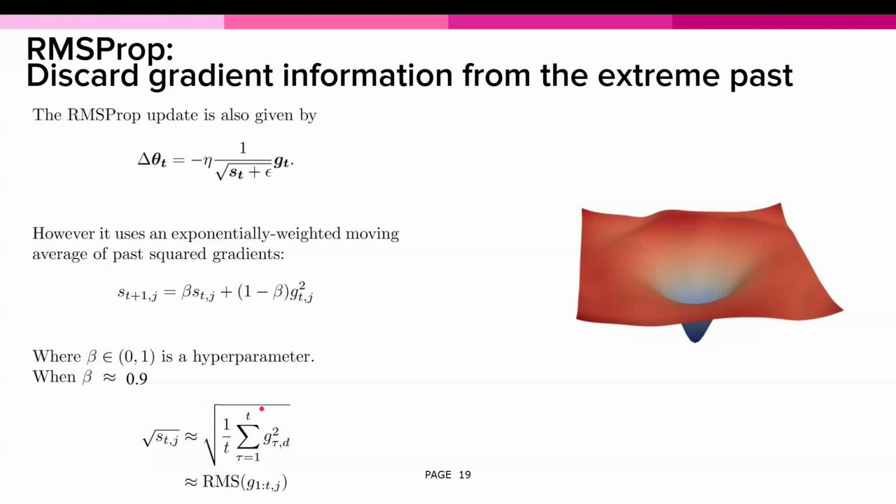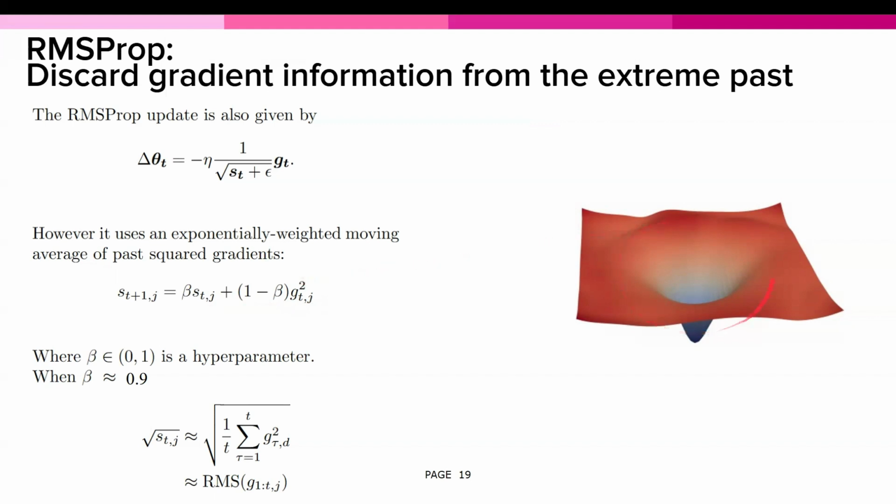While AdaGrad accumulates the sum of squared gradients over time, leading to an ever-increasing denominator that can make the learning rate shrink excessively, RMSprop discards extreme past gradient information by using an exponentially weighted moving average instead. This way, RMSprop only considers recent gradients, allowing the learning rate to adjust dynamically without decaying too quickly.